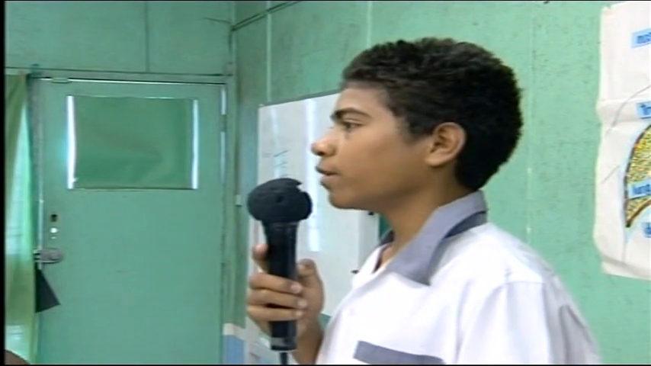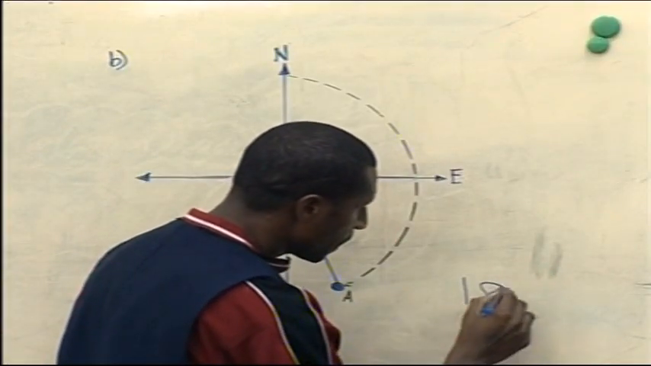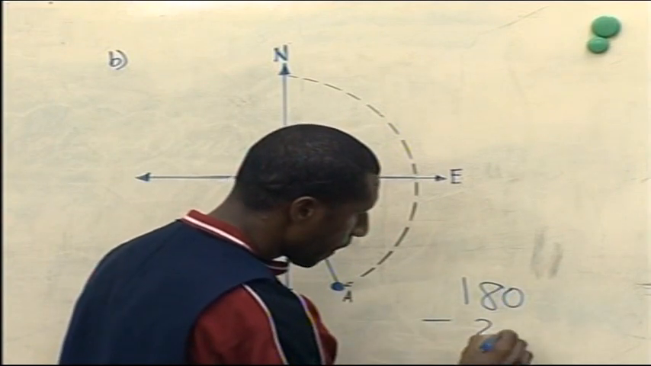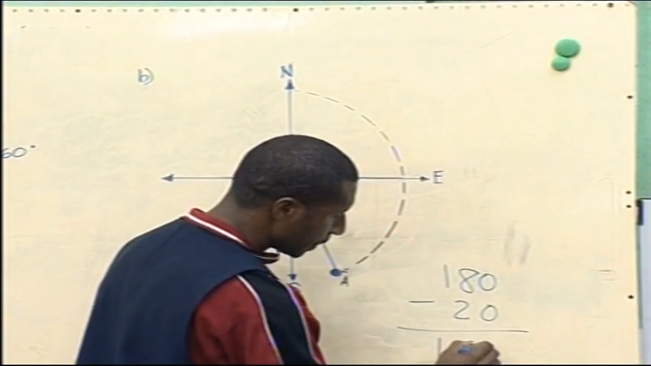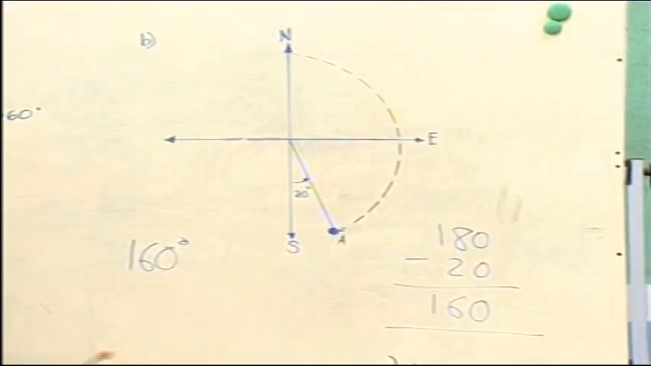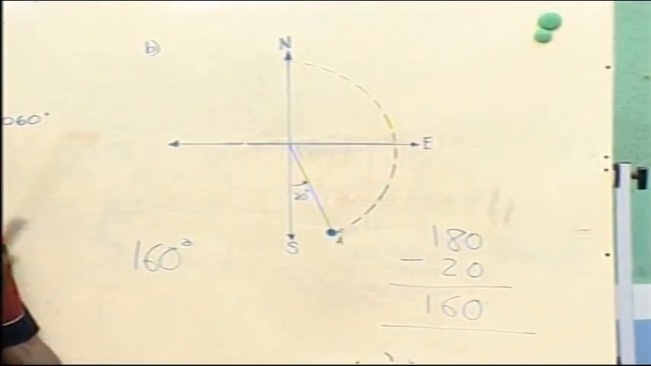180 take away 20 degrees, which is 160 degrees. Okay. Now, receiving students, I'll further explain on what Jubilee has said.